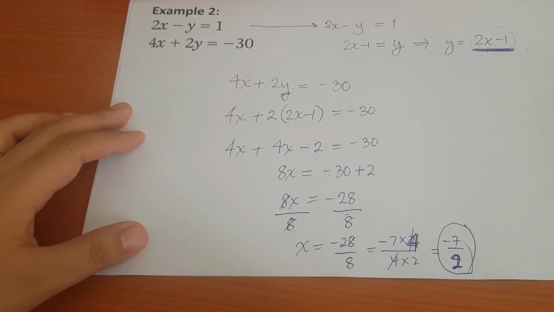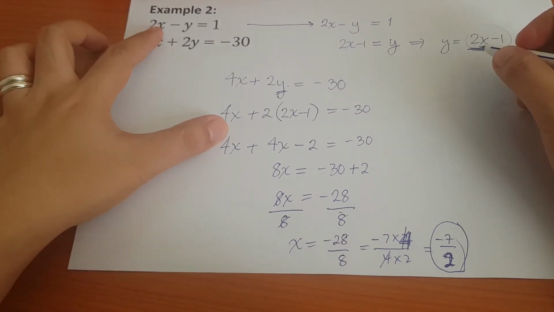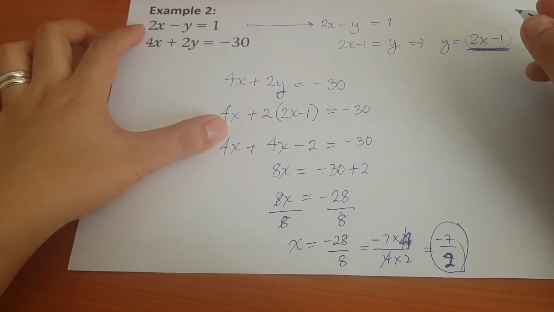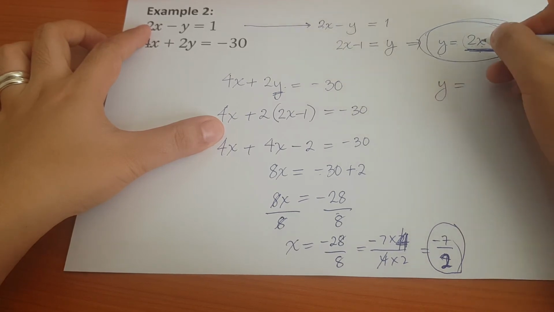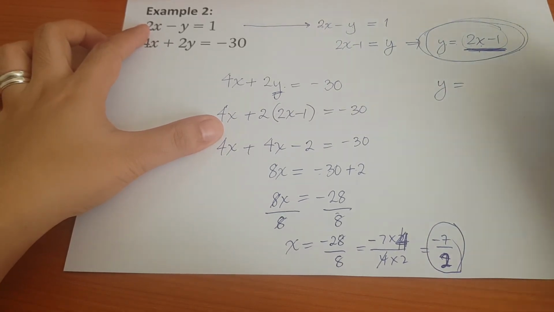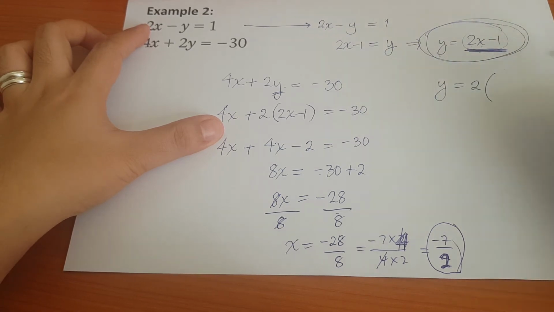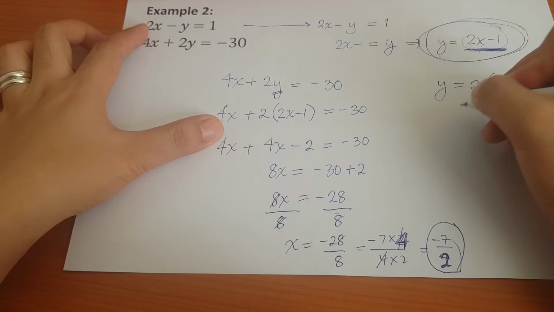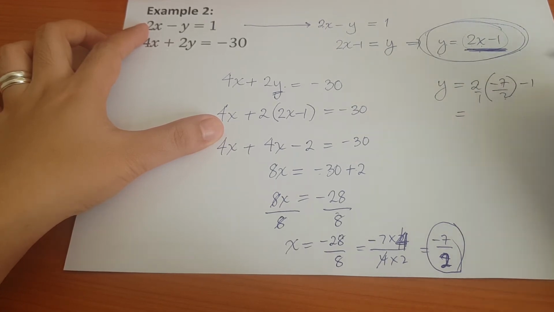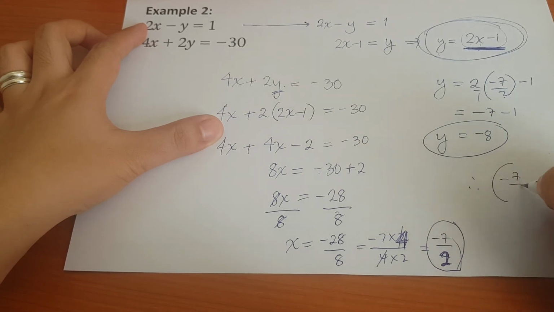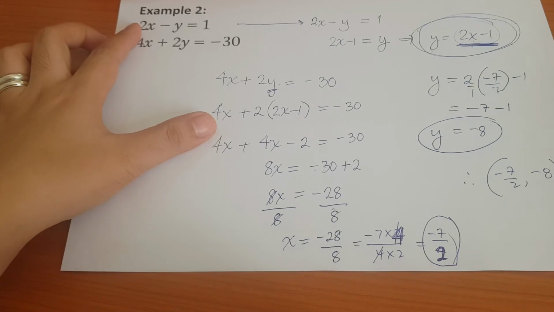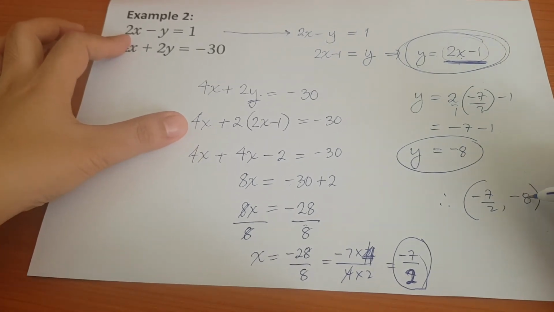Okay? So this will be your x, and then you just plug in. Either you choose the first or the second, or from this, because we already solved that y is 2x minus 1. So I'll replace my x with minus 7 by 2. So this will be 2x minus 1. x is minus 7 by 2, minus 1. 2 into this, minus 14 by 2. It's minus 7 minus 1. So y is minus 8. Hence, minus 7 by 2, minus 8. So this will be the point where these two lines intersect.